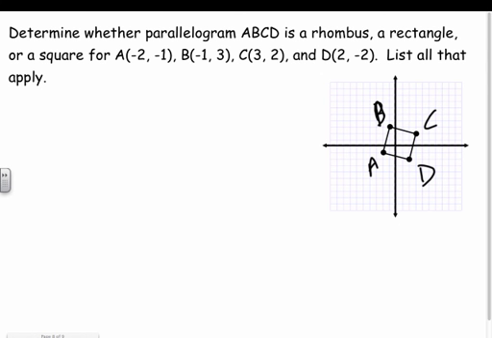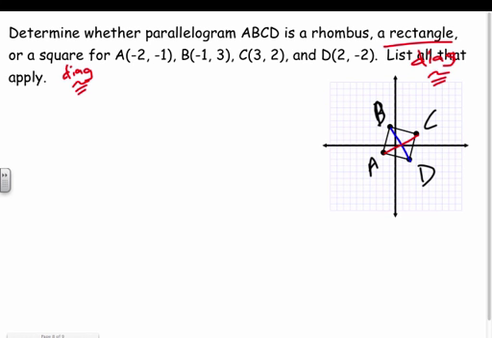Don't we know something about the diagonals here? Let's think about these diagonals. Well, what do I know about a rectangle, first of all? If it's a rectangle, diagonals are congruent. That's one thing I could do. If those two are congruent, I know it's a rectangle. Well, then if it's a rectangle, I know that it might also be a square.